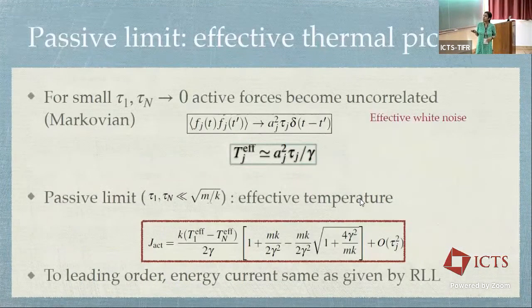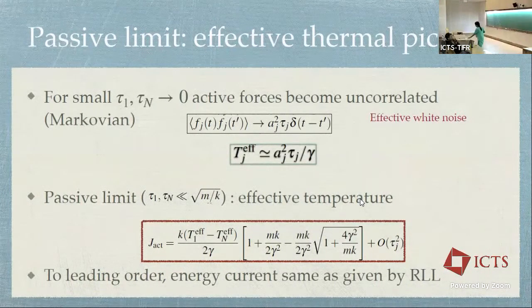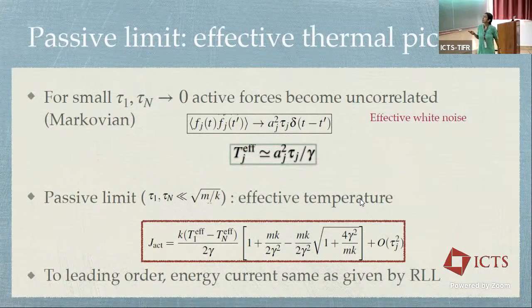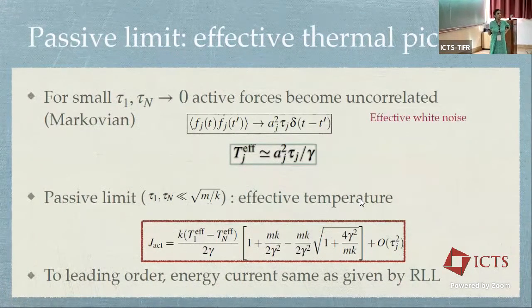Now let's try to understand this passive limit, which occurs when the activities of the reservoirs are small. In this case, the exponential correlation reduces to a delta correlation with some effective strength, and that gives the effective temperature of the reservoirs. We can show quite easily from the exact expression that if we take this limit, it reduces to the already known result. So in this small activity, passive limit, we have an effective temperature picture, and that's it.